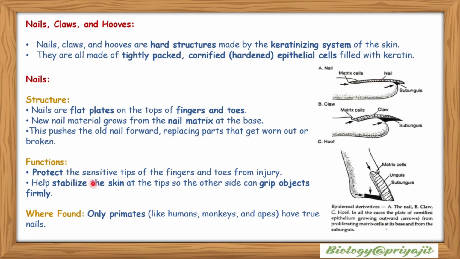Function: protect the sensitive tips of the fingers and toes from injury, and help stabilize the skin at the tips so the other side can grip objects firmly. Where found: only primates have true nails. This is the epidermal derivatives: nail, claw and hoof.